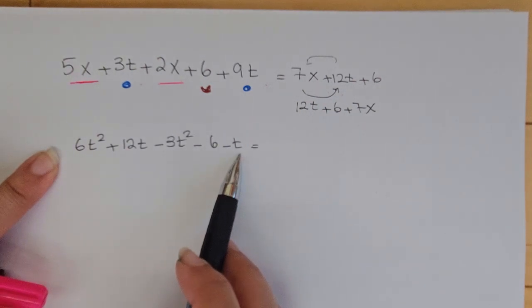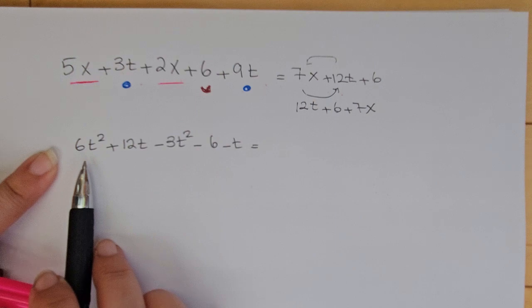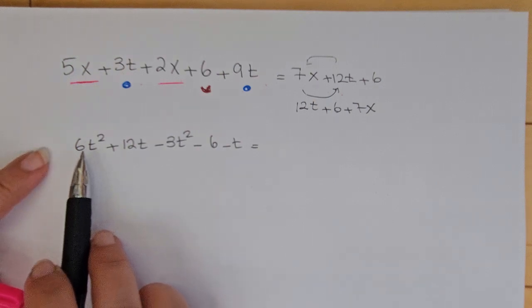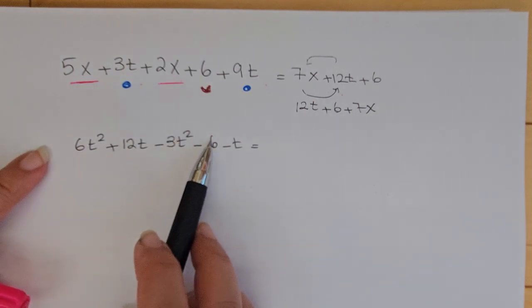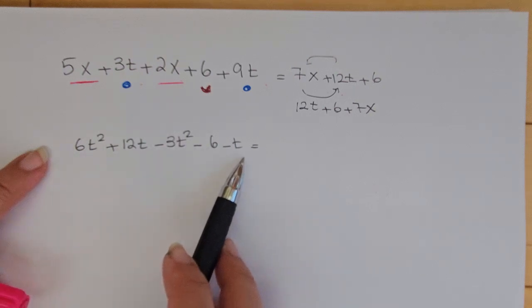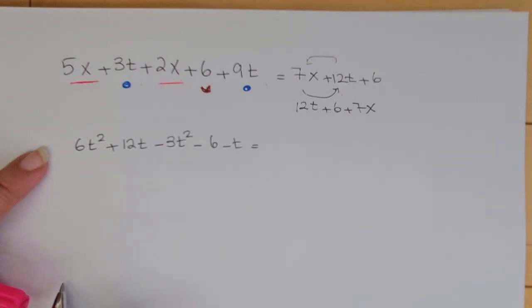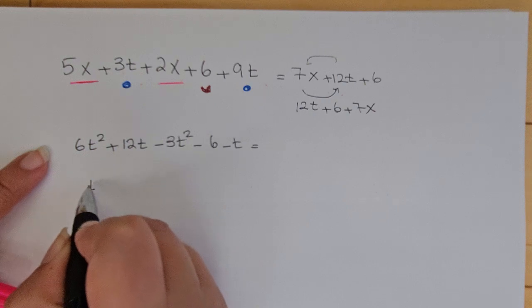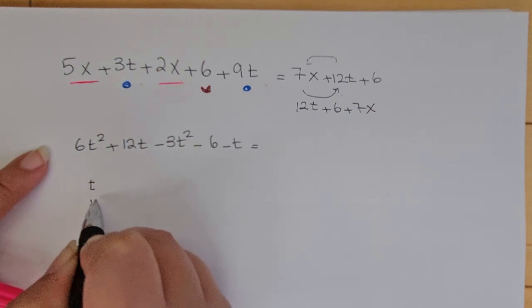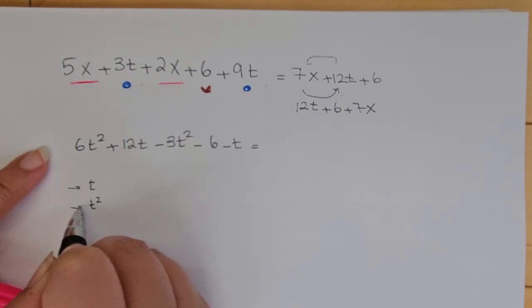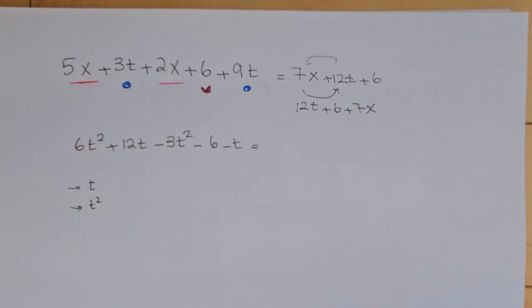This is an expression. Okay, first of all, let's count how many terms we have. 1, 2, 3, 4, 5. We have 5 different terms. And what are the variables here? T, right? And t squared. T and t squared are two different variables. One of them is apple, the other one is orange, right? I know it sounds a little bit confusing, but remember, these two are totally different.